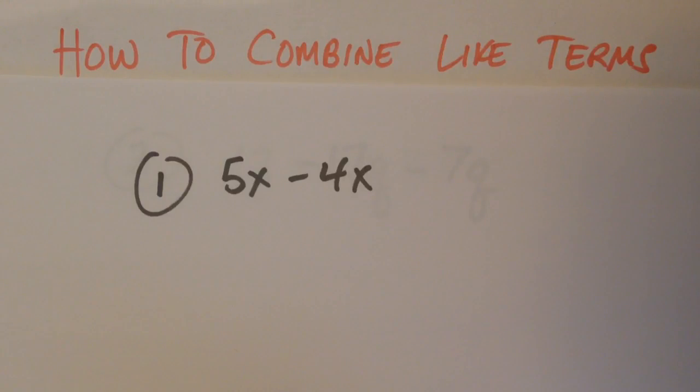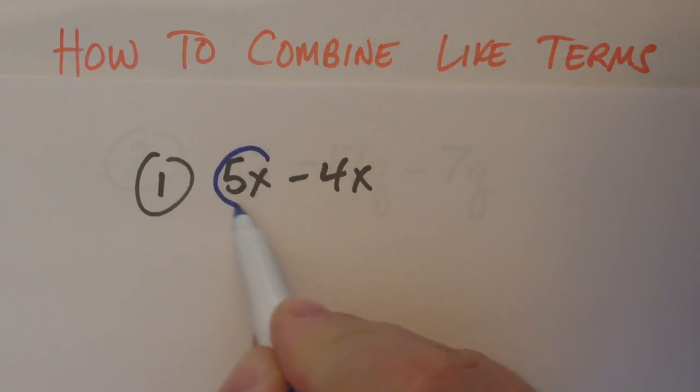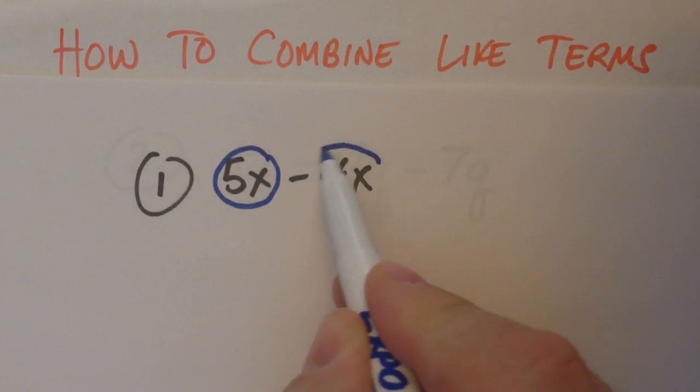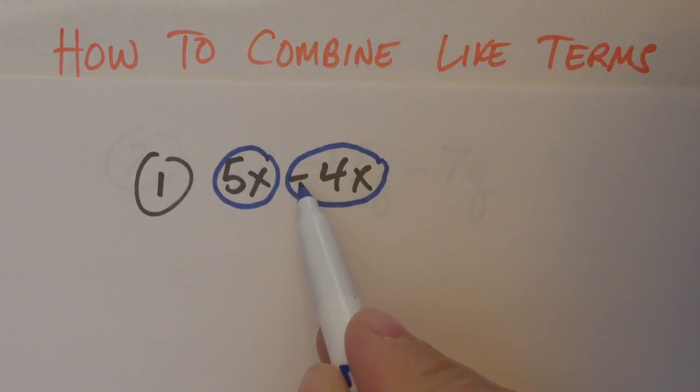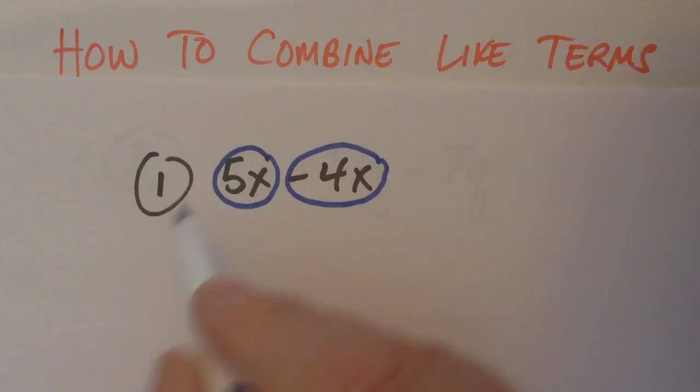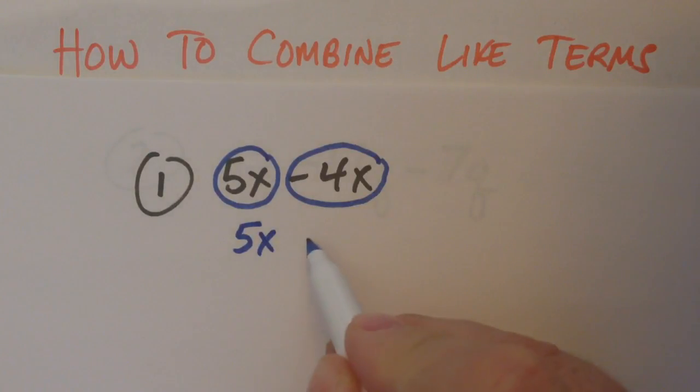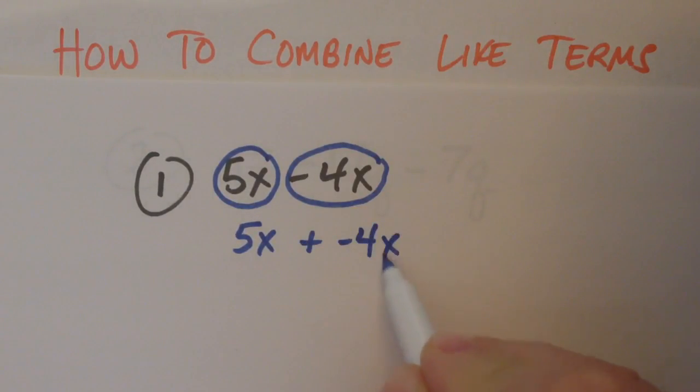Okay, let's look at a couple of examples of how to combine like terms. So here we see 5x minus 4x. What we're going to do is circle the like terms. Circle the terms, but try to capture the sign in front of the term. That way you can look at this as 5x plus negative 4x.